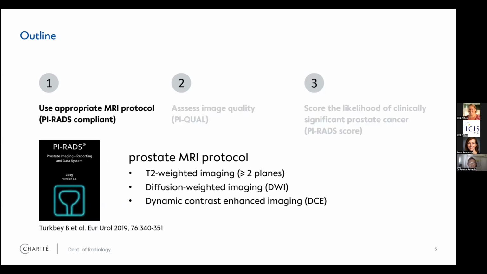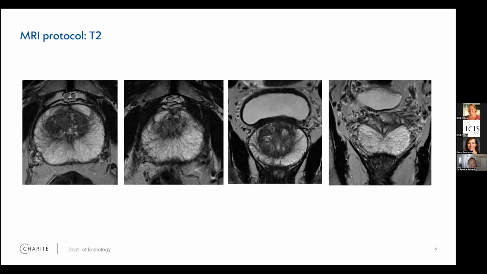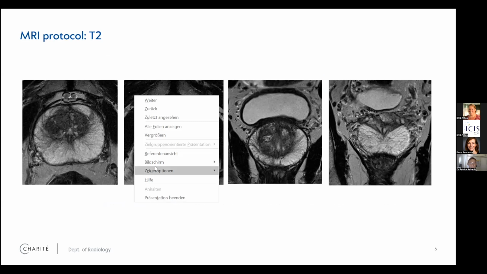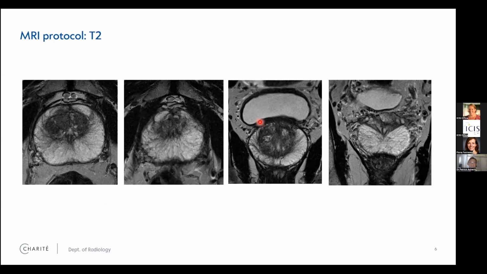Just briefly mentioning the appropriate prostate MRI protocol. Again, it has to be PI-RADS compliant. So you have to acquire two-plane T2-weighted imaging. You have to acquire a diffusion-weighted sequence and dynamic contrast enhanced imaging. This is just an example of a normal prostate MRI with T2-weighted images. On the left, you see axial slices. On the right, you see coronal slices. And you can nicely delineate the anatomy of the prostate.